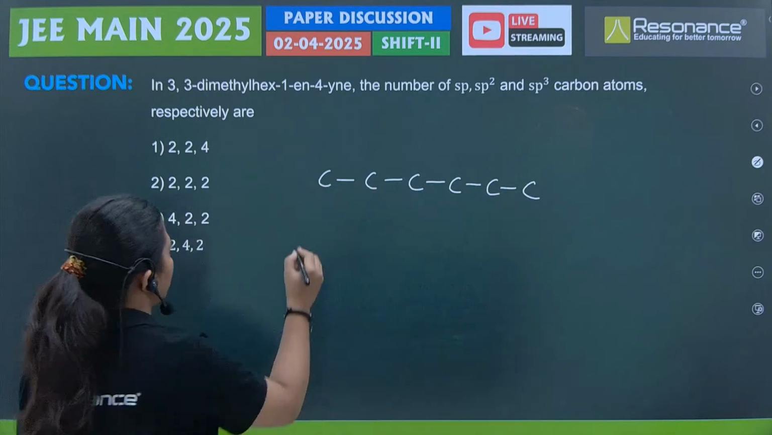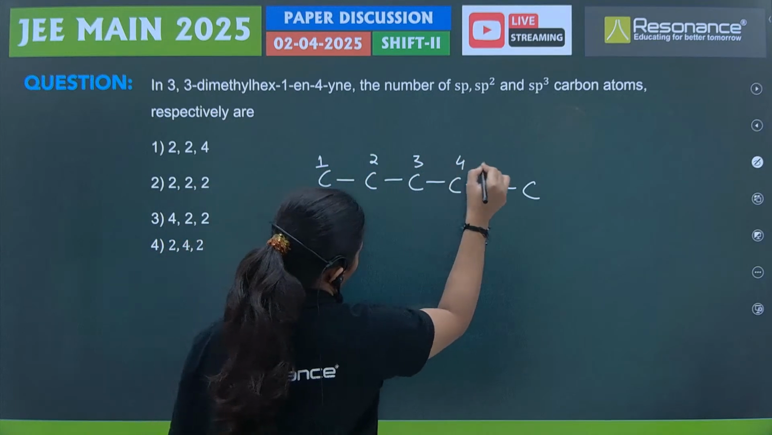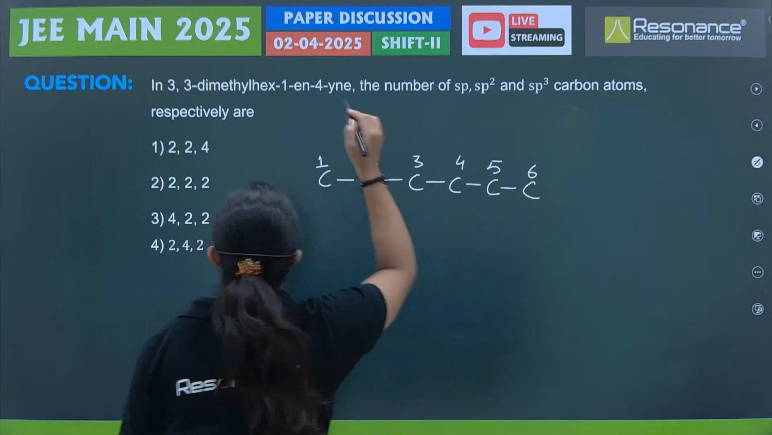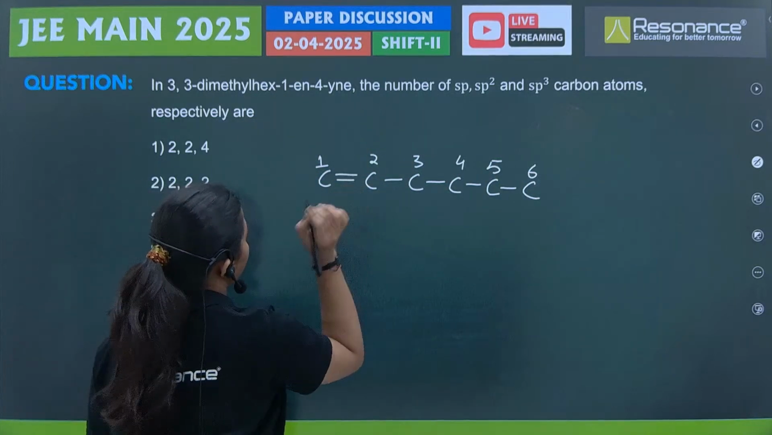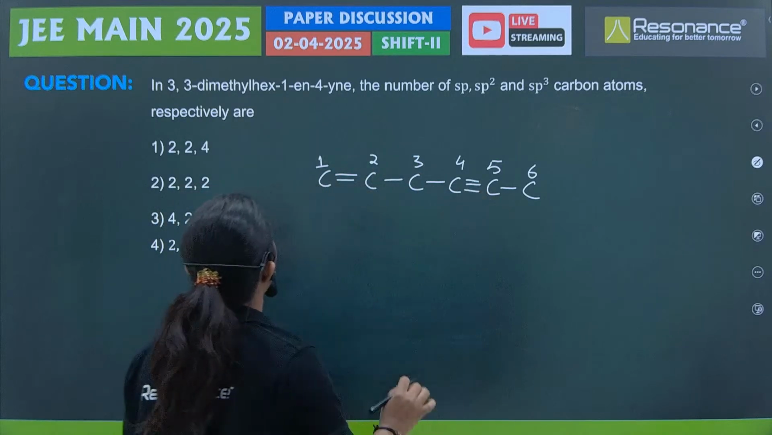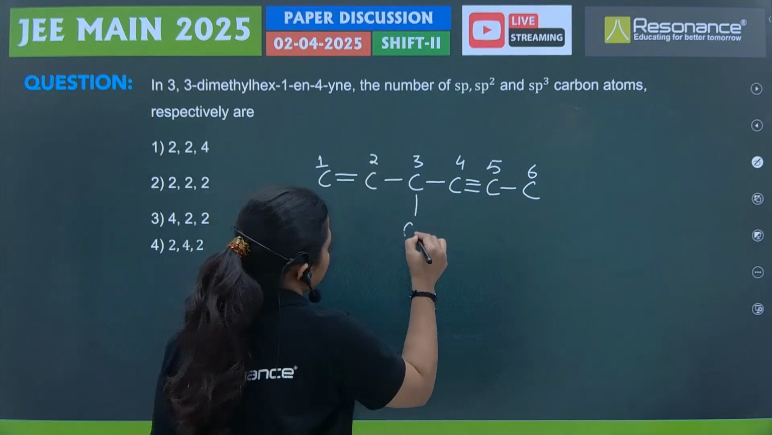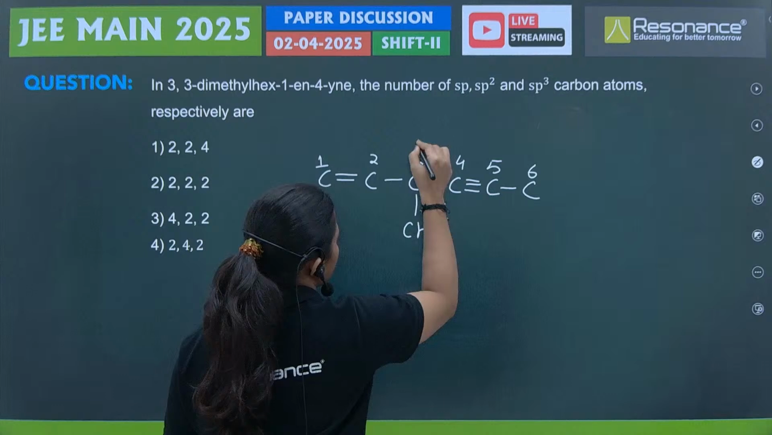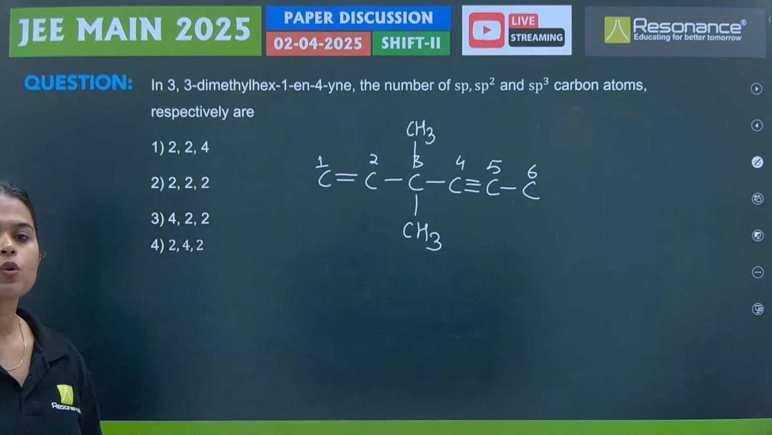And if we do the numbering, suppose this is 1, 2, 3, 4, 5 and 6. What they have given? Hex-1-en-4-yne, which means at first position there is a double bond, at the fourth position there is a triple bond, and at the third position there is dimethyl, which means at this position one methyl group is there, and at this position also one methyl group is there. Okay.